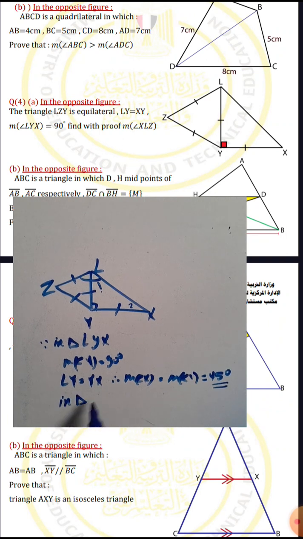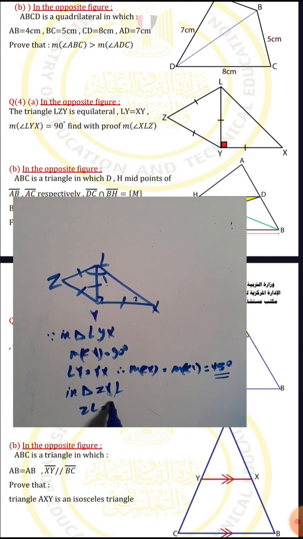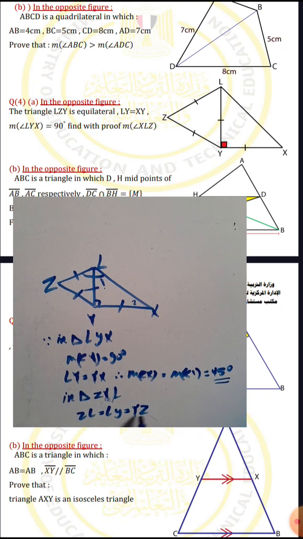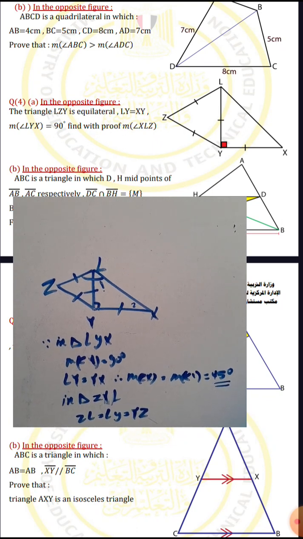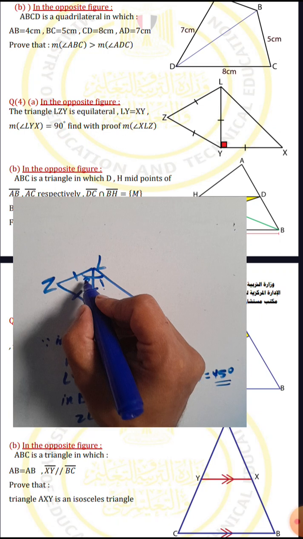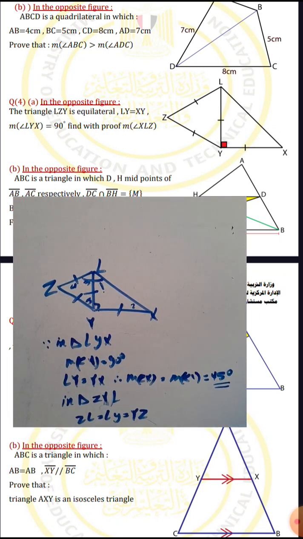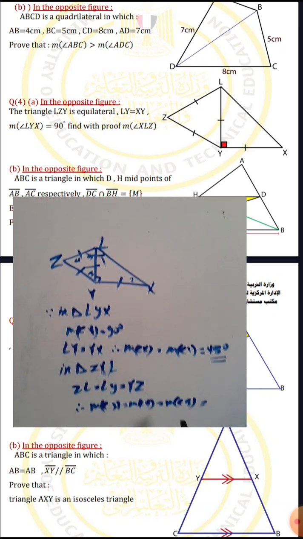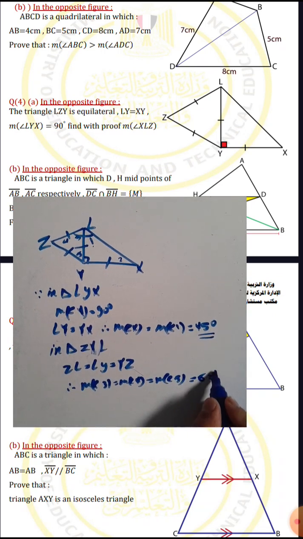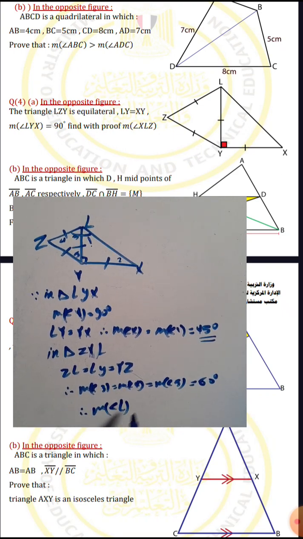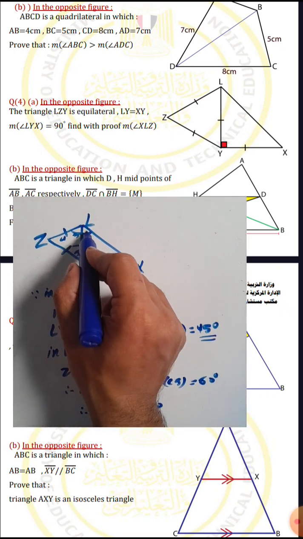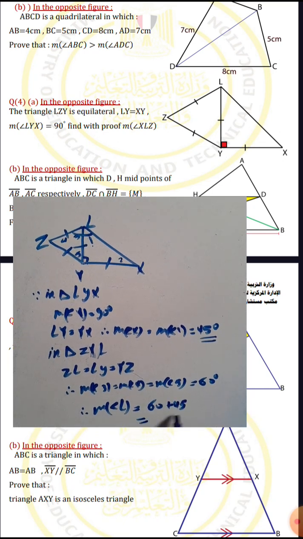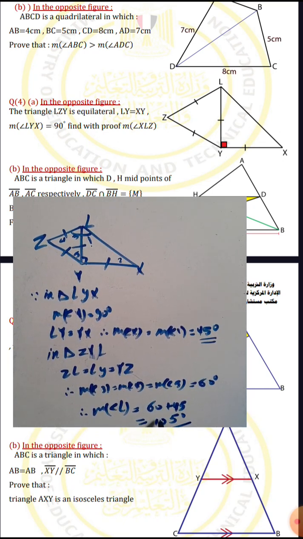And in another triangle, ZYL, this triangle ZYL is an equilateral triangle. ZL is equal to LY, equal to YZ. Then the measure of angle 3 equals angle 4 equals angle 5. They are equal, and each of them measures 60 degrees. Then the measure of angle L will be 60 plus 45. The result will be 105 degrees.